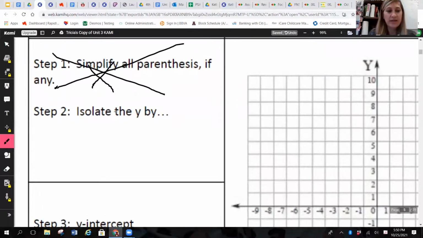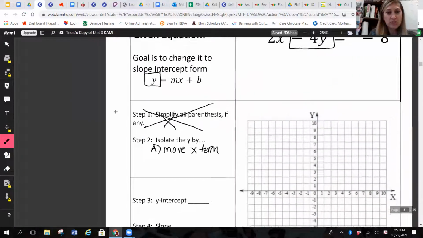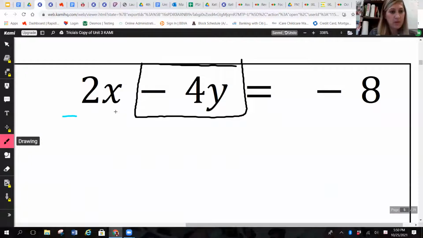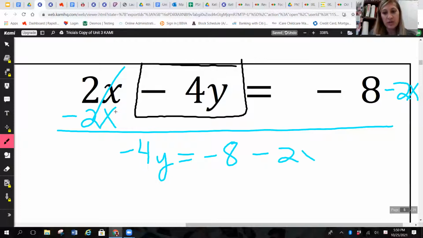All right, so our isolating, we're going to A, move the x term. So let's move our x term. Well, the opposite of 2x is minus 2x. And remember, if you're in my class, we don't ever minus a 2x underneath an 8 because those are not like terms because the x has an x and the 8 does not. Now I'm going to recopy negative 4y equals negative 8 minus the 2x.